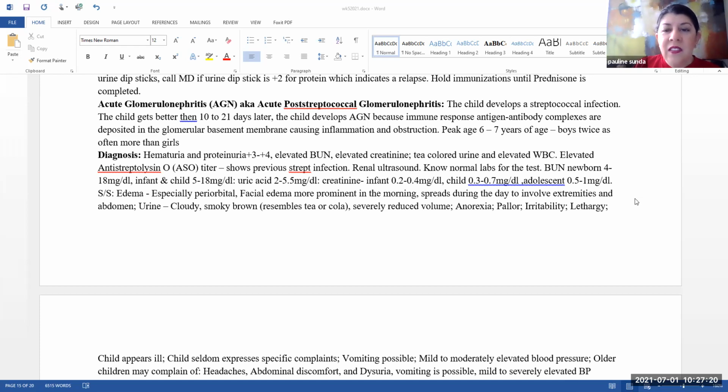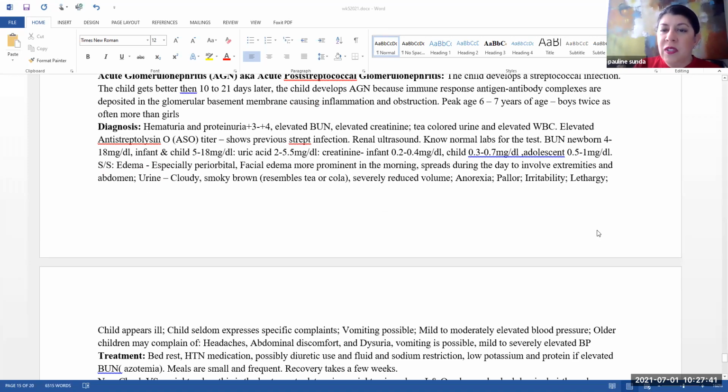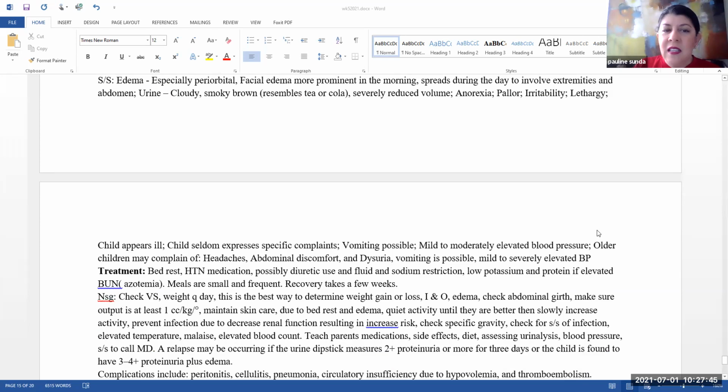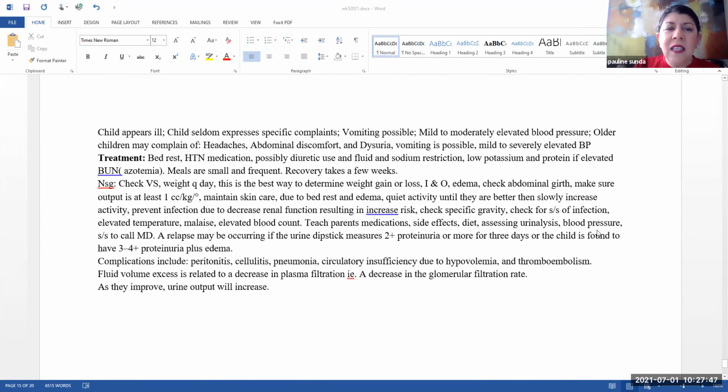Other signs and symptoms you want to pay attention to would be things like edema, especially periorbital. Facial edema, again, is more prominent in the morning, and it may spread during the day to involve the extremities and the abdomen. The urine is cloudy, smoky brown, as I mentioned before, tea or cola colored, with severely reduced volume. They may have anorexia, pallor, irritability, lethargy. This child really appears ill, although they seldom express super specific complaints.